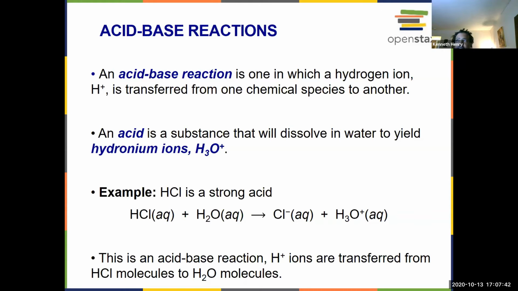Since this is a complete reaction, we're going to use that yield arrow. Now, if the acid is a weak acid, the majority of the species are going to still be stuck together. Let me show you an example of that.